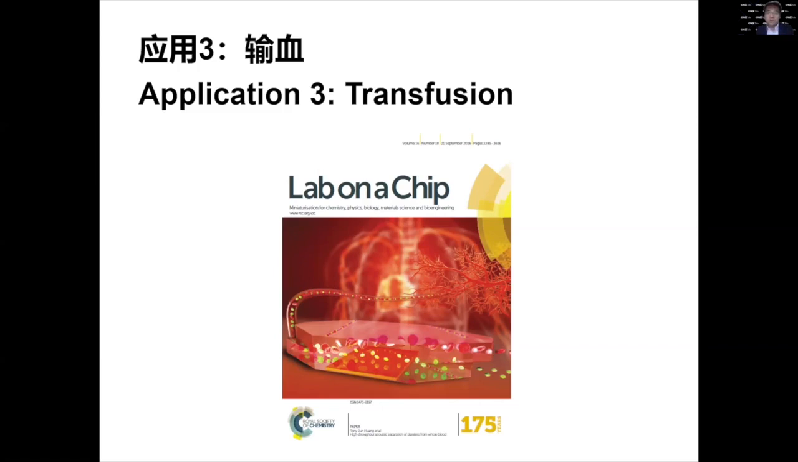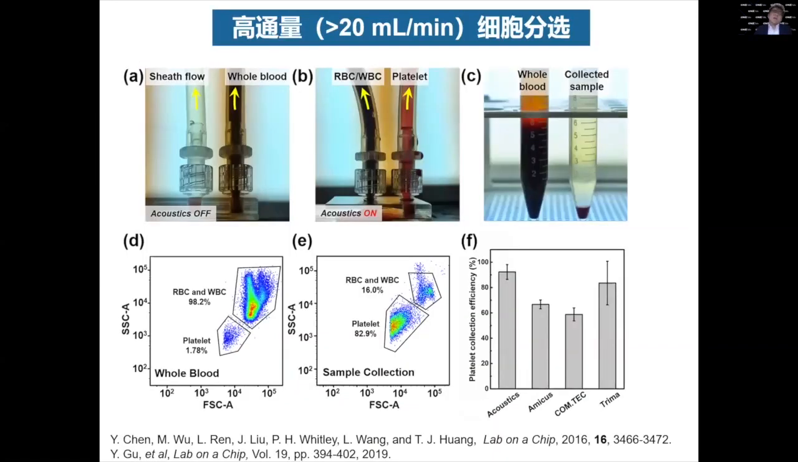And our acoustic wave is more gentle. So again, we proved that we can do very high throughput cell separation. We can do 20 milliliters per minute, and you can see when the whole blood comes in, once we turn on the acoustic wave, red blood cells and white blood cells go to one outlet, and the platelets go to another outlet. In this particular work, we are separating platelets out from red blood cells and white blood cells. And in another work, we can separate plasma out from all these cell components.